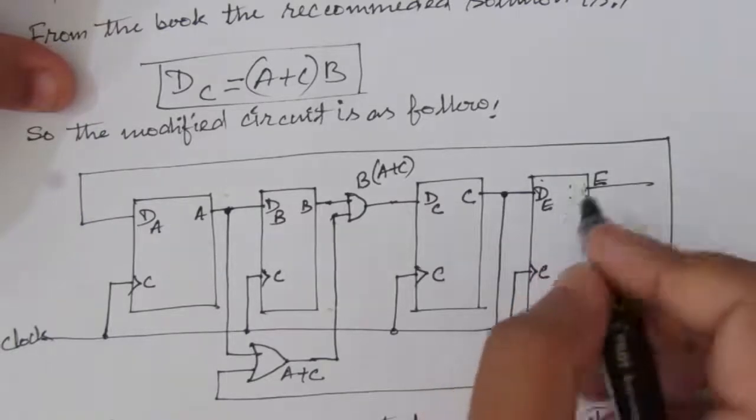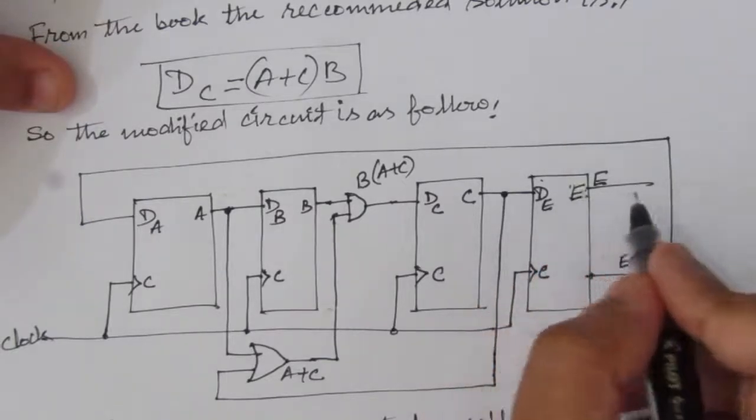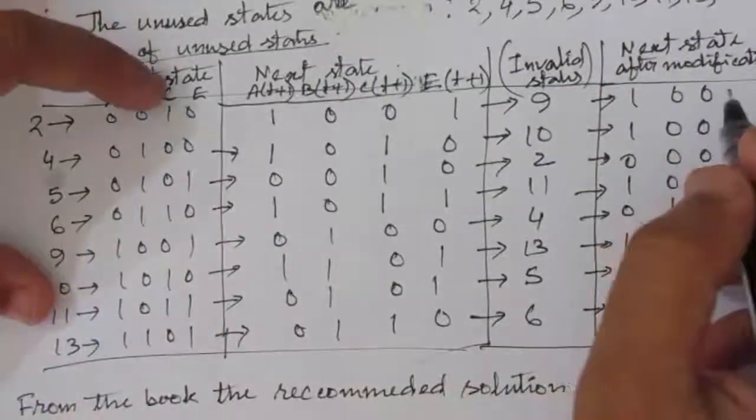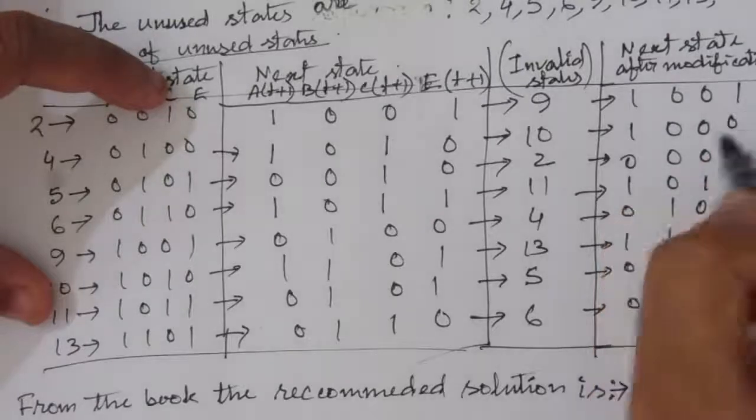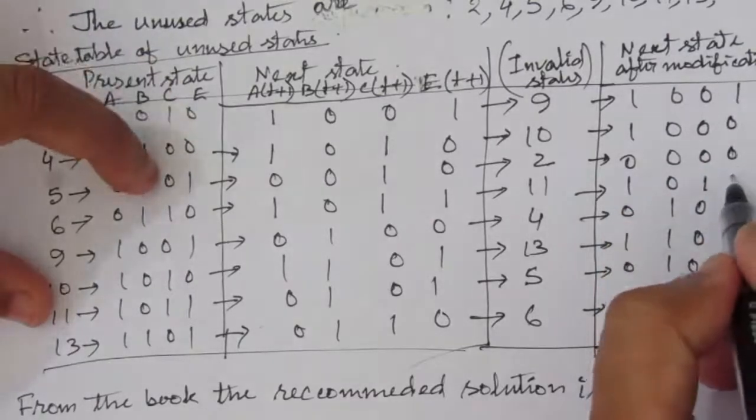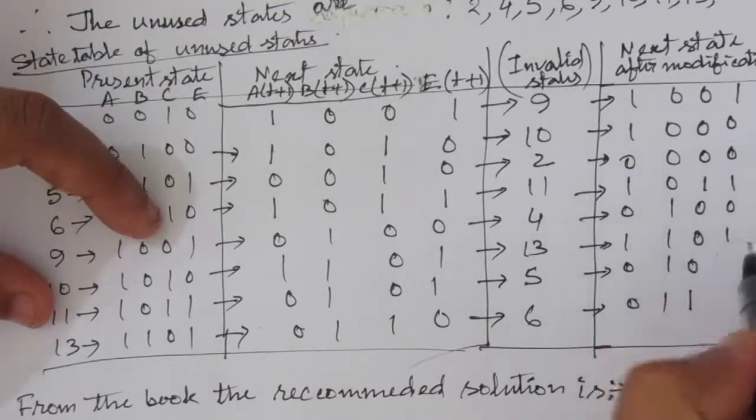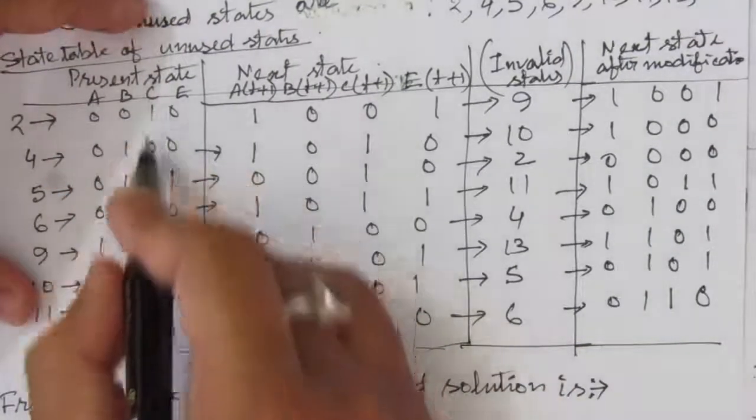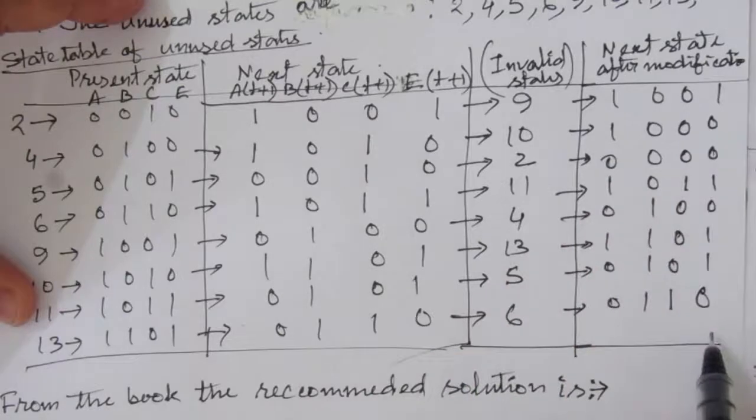Because it is a D flip flop, so here we have this output E. So this E will be similar to this C, previous C. Okay, so here we'll have 1, 0, 0, 1, 0, 1, 0. Okay, this C column will be similar to this modified next state.